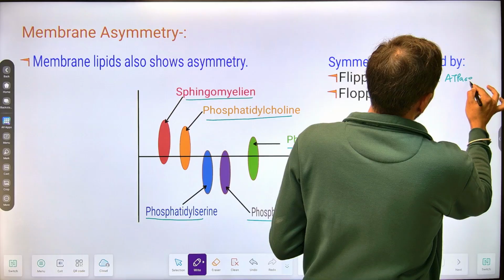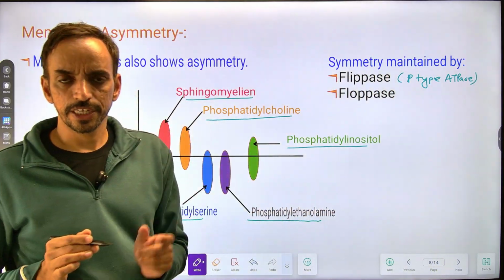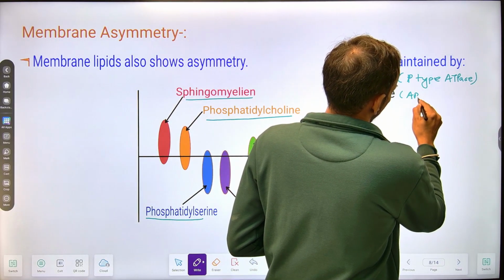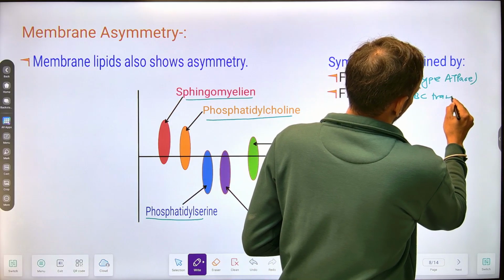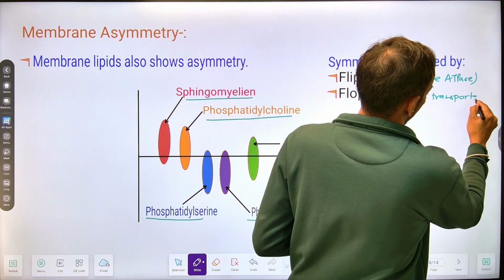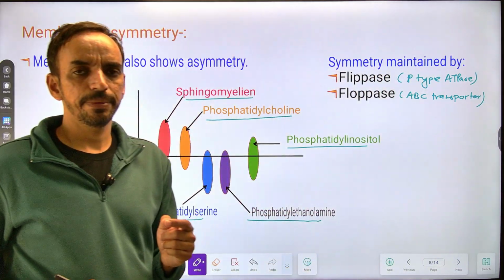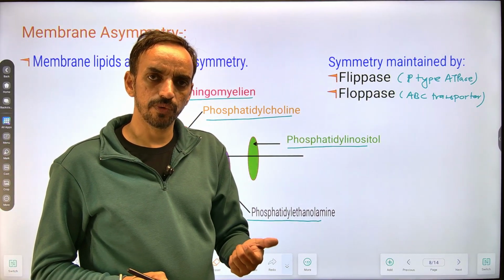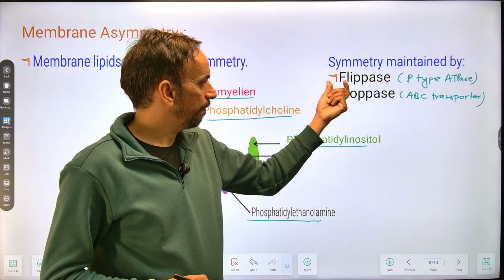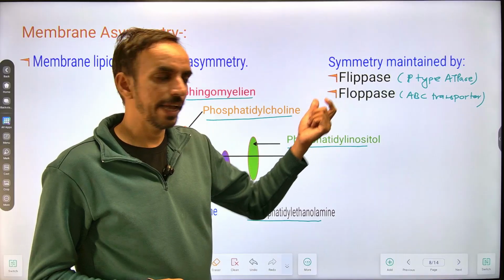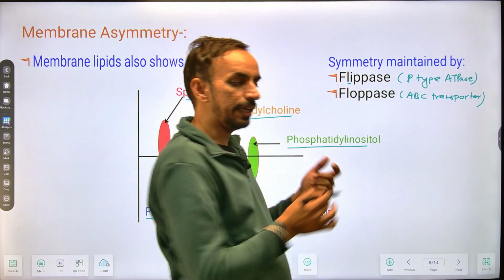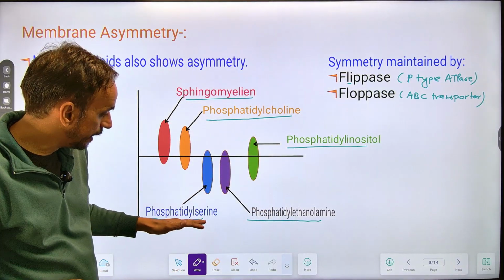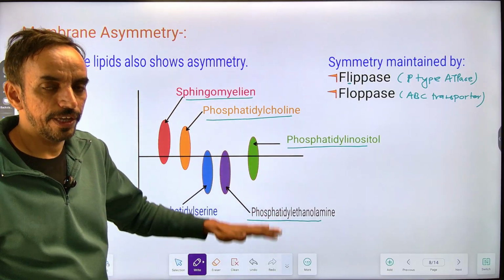ATPase के बारे में अपन बात करेंगे जब अपन मेम्ब्रेन ट्रांसपोर्टेशन को डिस्कस करेंगे, एंड दिस फ्लॉपीज इट इज ए ABC क्लास ऑफ ट्रांसपोर्टर, इट इज ABC ट्रांसपोर्टर which is ATP बाइंडिंग कैसेट्स। बोथ ऑफ दीज दे आर ATPases, दोनों को ही ATP की रिक्वायरमेंट रहती है अपना फंक्शनिंग करने के लिए। फ्लिप इन I, तो I है, इन है, यानी कि इट विल ट्रांसपोर्ट द phosphatidylserine and ethanolamine toward the inner face of plasma membrane.